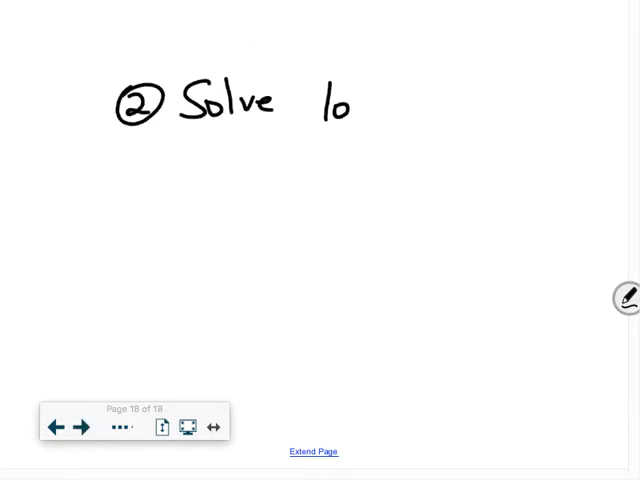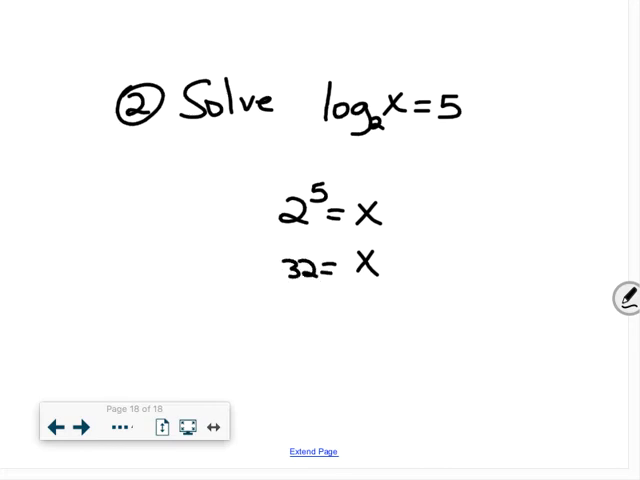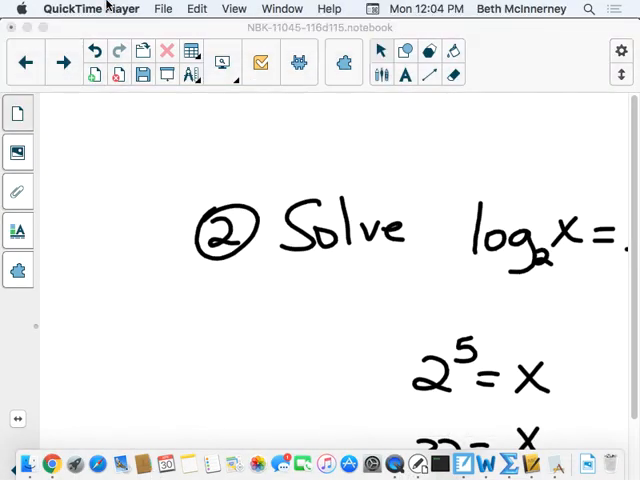The second one, what if you're asked to solve the log of x base 2 equals 5? Nope, natural log is if you have a base e. You go from logarithmic to exponential, and then that would be 2 to the 5th, which is 32. All right.